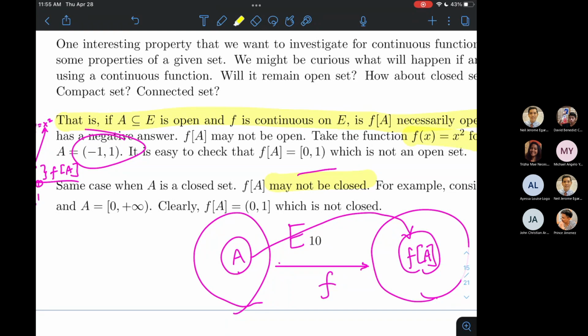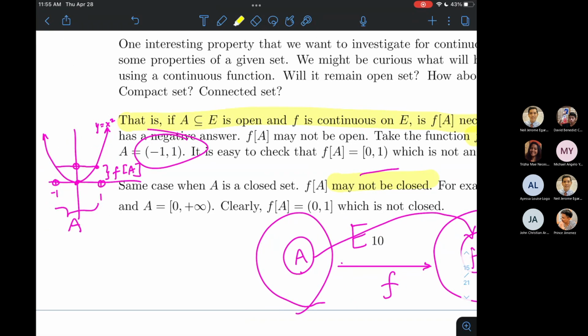Halimbawa, si x squared. Si x squared, pag kinuha mo yung isang closed interval, I think the image will still be a closed interval. Tama ba? So, meron kang closed interval AB, ang function value under x squared will also belong to a closed interval. So, okay, there are some instances wherein pagiging closed is preserved, pero hindi palagi.